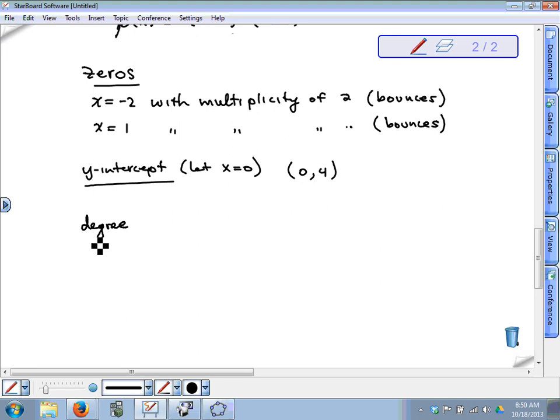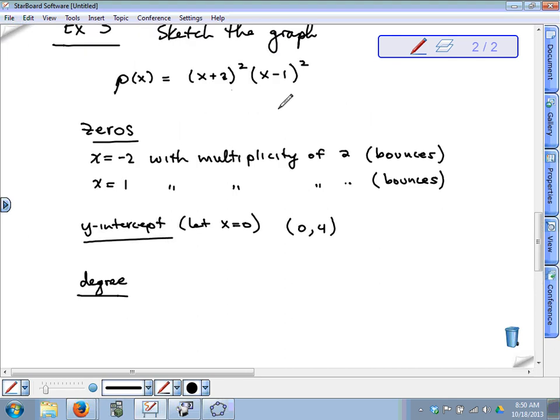This one sometimes is a little bit harder for students to see, especially when it's given in factored form already. But what is the degree of that polynomial? It would be degree 4. Because if you were to multiply all of those factors together, there's 4 factors, which would result in some kind of an x to the 4th term. So it is degree 4.